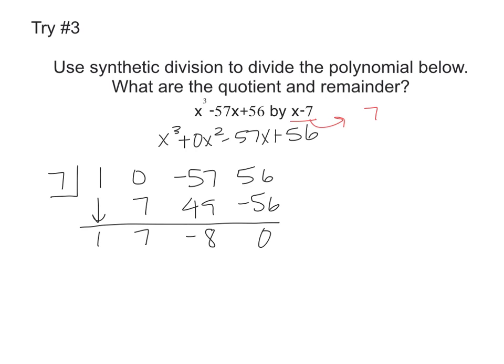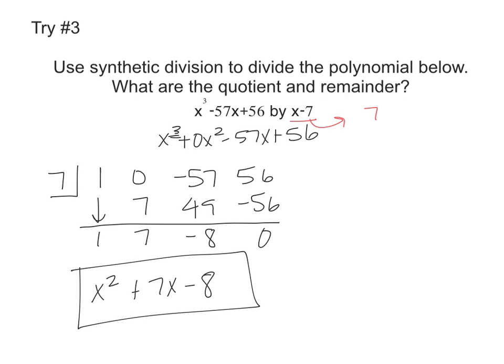So this time we don't have a remainder. So remember, our highest power was x cubed. So now this 1 is going to represent x squared plus 7x minus 8 with no remainder. Okay, and now we're done.